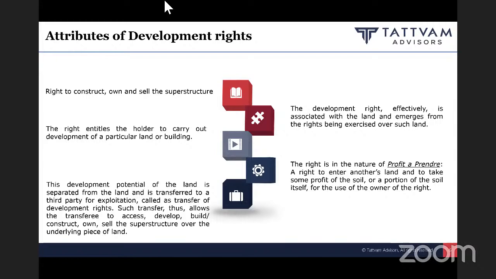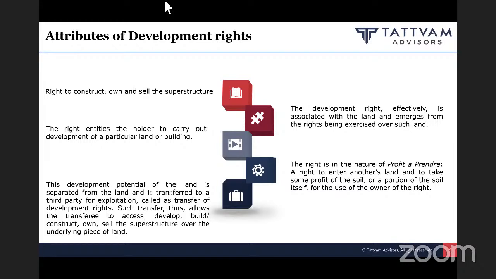Whenever a landowner is owning a particular piece of land, he has various kinds of rights over that land, right of ownership, right to construct, right to sell, etc. So what he gives to the developer is only a certain bundle of rights, which is a combination of right to construct, right to own, or right to sell the superstructure. The ownership right is never given. The ownership right always remains with the landowner only.